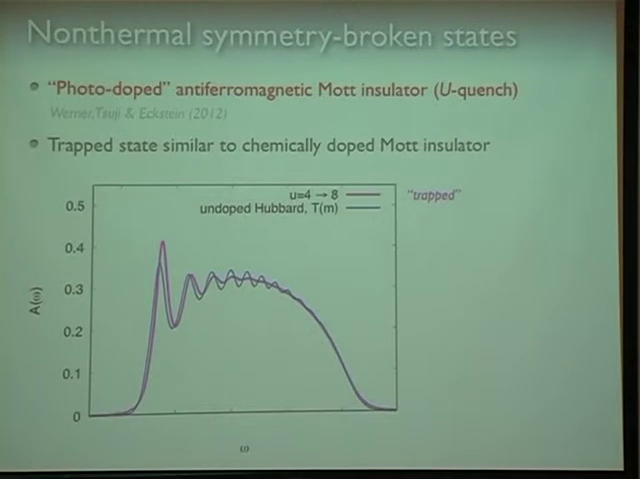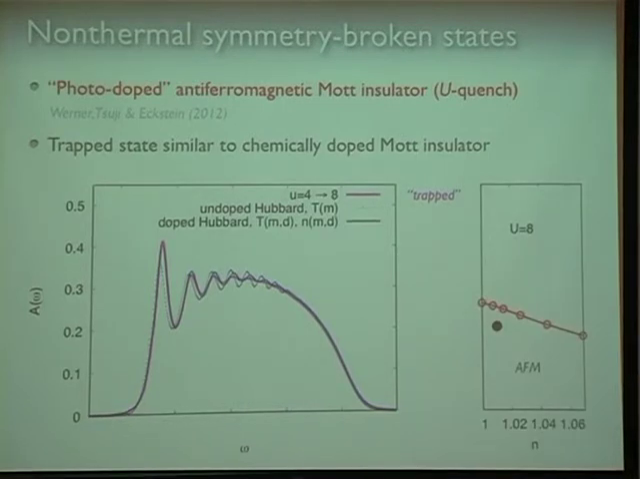We can get an even better agreement if we dope this equilibrium Mott insulator. That's now the black curve. You can see that we get a very good agreement with this non-equilibrium spectral function if we adjust the doping to about 1%. So the conclusion from this comparison is that this photodoped insulator is, for many practical purposes, similar to a chemically doped insulator with a chemical doping of about 1%.